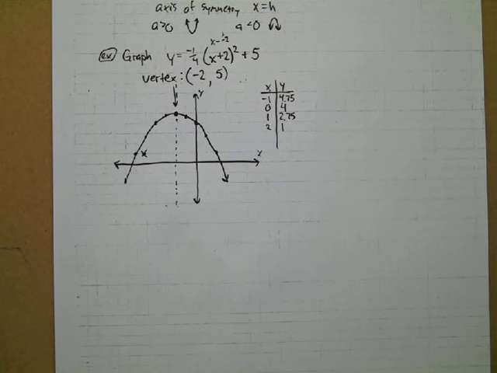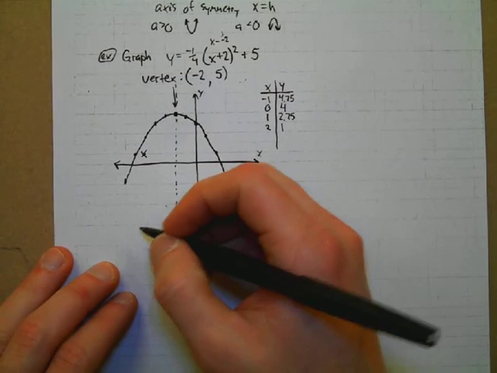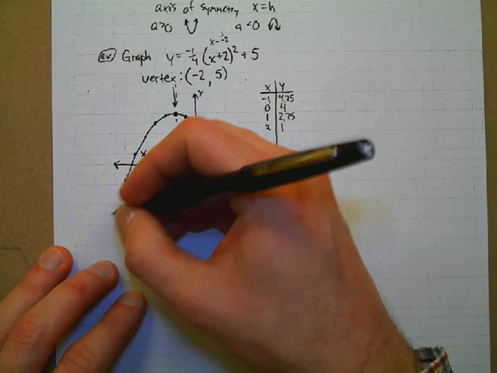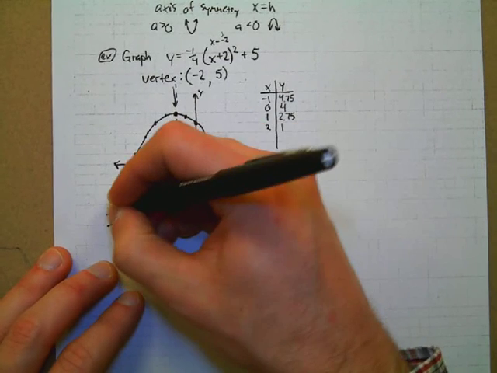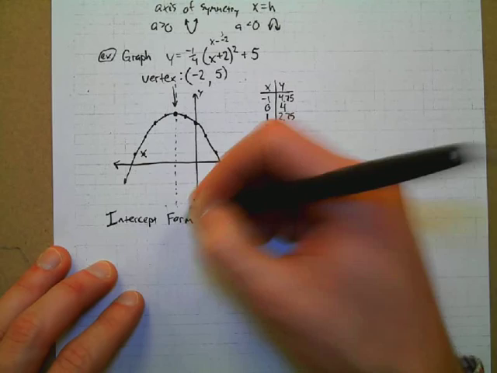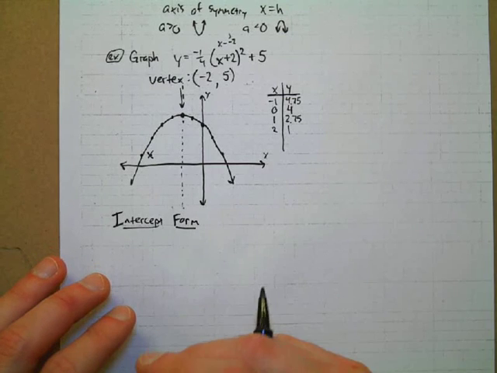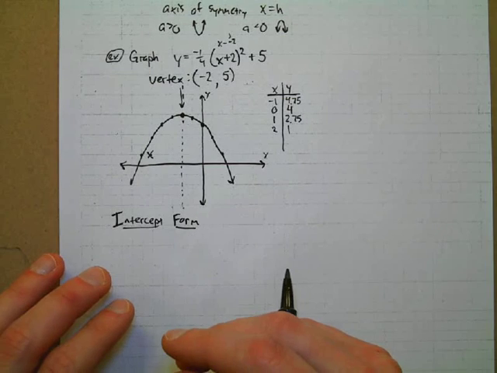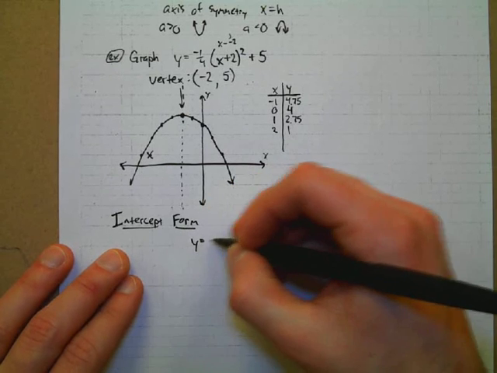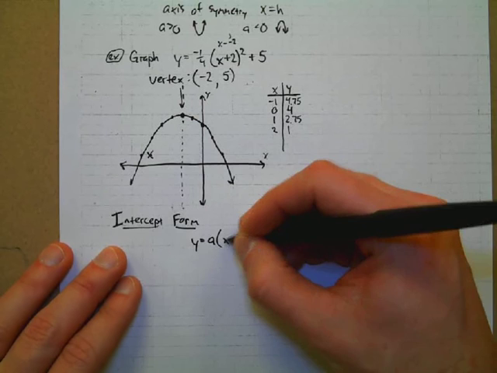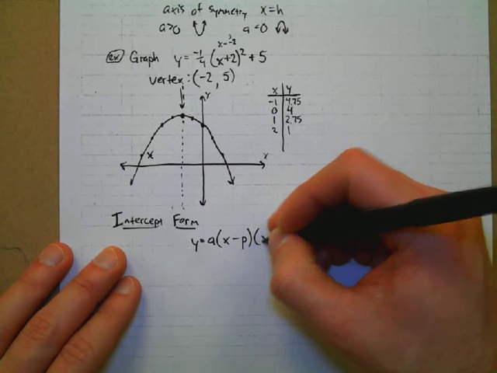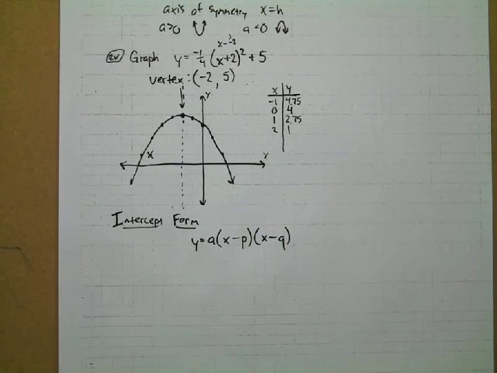Okay, intercept form. Right, and that is when we have things of the form y equals, there's that a again, x minus p, x minus q. Okay, you may remember taking a quadratic that was in standard form. Right, you may remember taking a quadratic that looked like this and factoring it to look like something like this. Okay, so that's basically what that is. It's just the factored form. It's the factored standard form there.